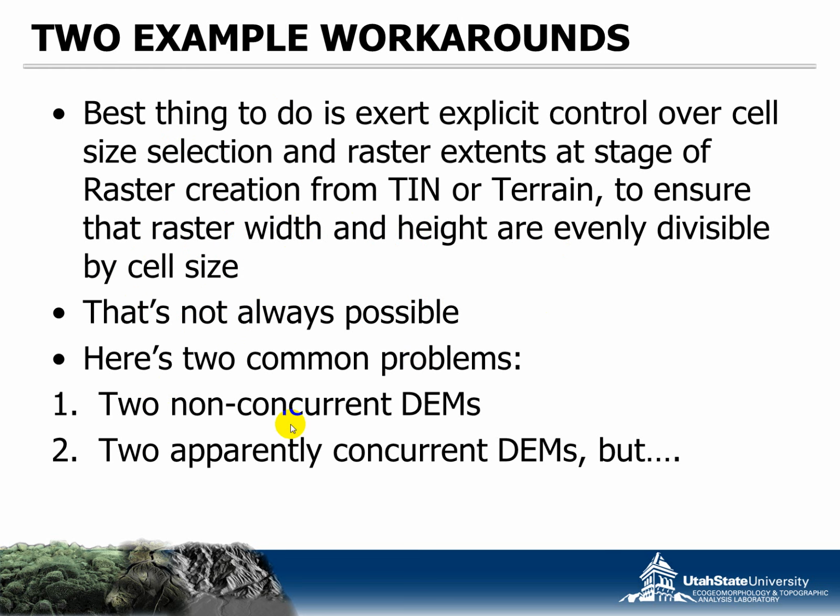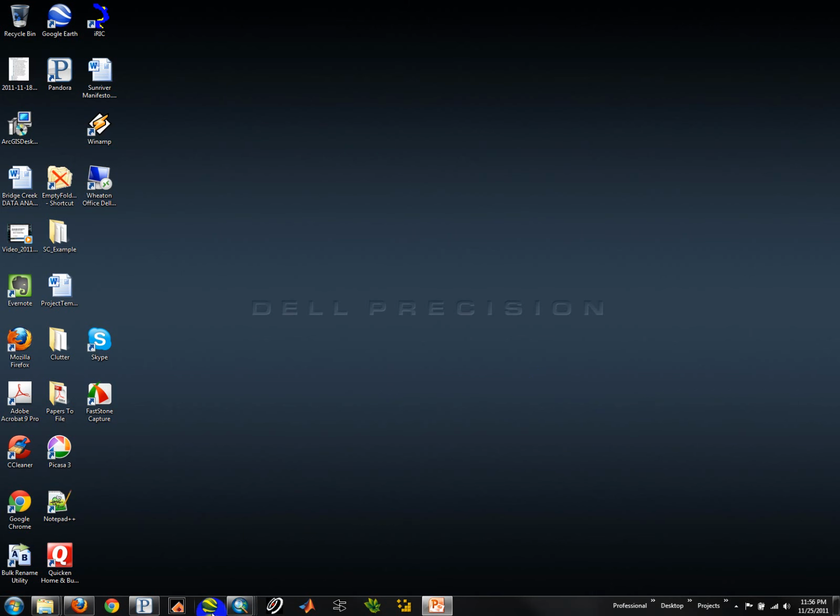And so I'm going to walk you through two quick-ish examples here on some common problems. One is where I have two non-concurrent DEMs and what I do to make them concurrent. And I unfortunately don't have the raw data to produce tins or terrains, and I don't have the original tins to create some nice concurrent grids from. And then the other one is where it looks like I've got two concurrent grids, and they actually are, but because of the way they were derived, there's slight rounding errors, and when I get to certain tools, I end up having trouble.